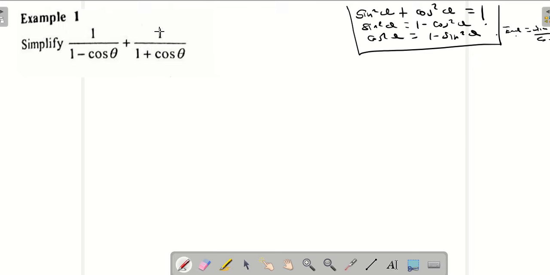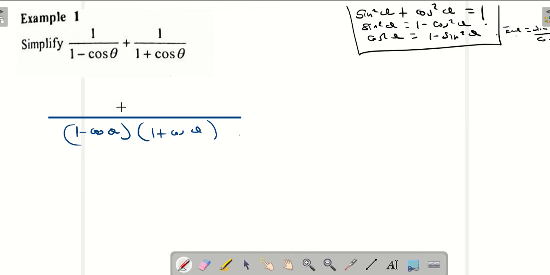So here we are to simplify. There are ways of simplifying it. We can first find our LCM. Your LCM is going to be 1 minus cos theta multiplied by 1 plus cos theta. So when you factorize 1 minus cos theta, you have 1 plus cos theta times 1, which is still 1 plus cos theta. Then plus, factorize 1 plus cos theta, you have 1 minus cos theta.